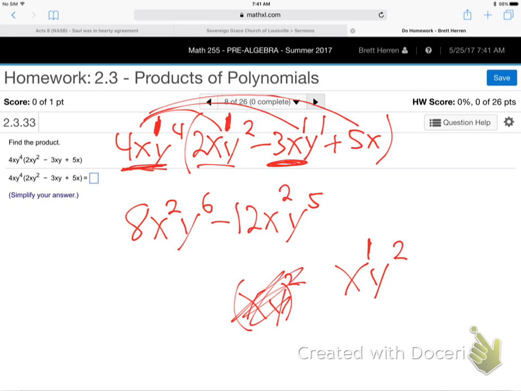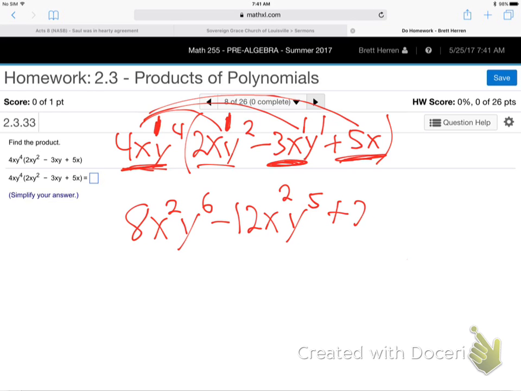Yep. Good. And then the third one here, plus 4 times 5 is 20. Add the invisible 1 powers again. So x to the 1 is x squared, y to the 4. And there we are. We're done right there. Questions on that one?